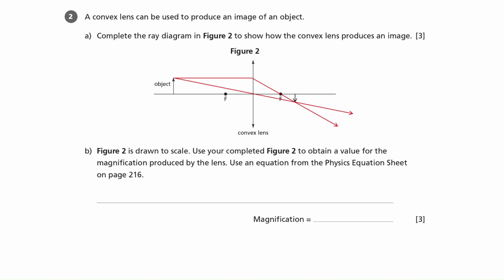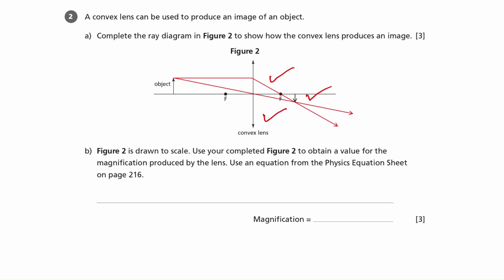Now it's an inverted image, so it's an upside down arrow. As we can see, it's actually also smaller. So in terms of the marks allocated for this question, there is 1 mark each for the construction lines, and it's worth bearing in mind that you must make sure you draw those construction lines with a ruler and that they are straight lines. Then the third mark is for the inverted image.